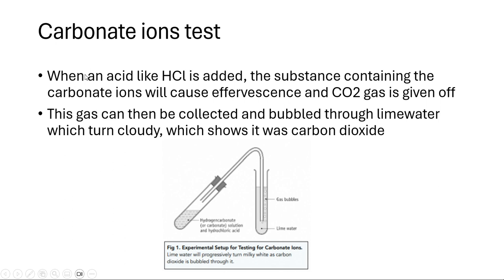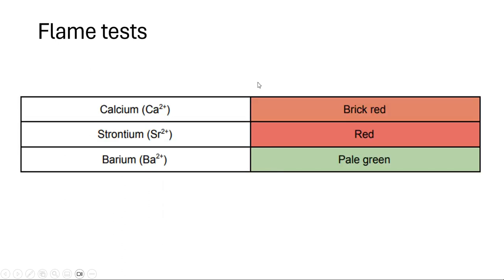Carbonate ion test, so memorize this as well. When an acid like HCl is added to something that has a carbonate ion, the substance that contains the carbonate ions will cause effervescence, and CO2 gas is given off. Effervescence is like fizziness, it creates carbon dioxide gas. This gas can then be collected like this. You see this diagram here, the gas gets collected and bubbled into lime water. Lime water turns cloudy when there's carbon dioxide. So that's how you can show that it has carbonate ions, because it becomes milky.